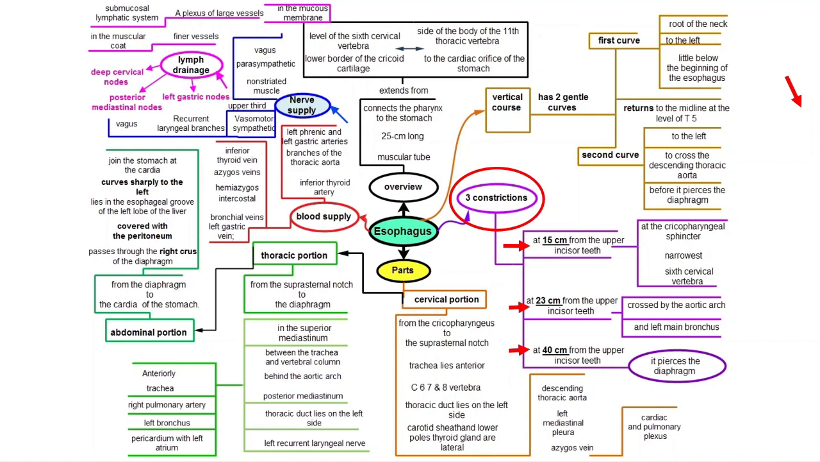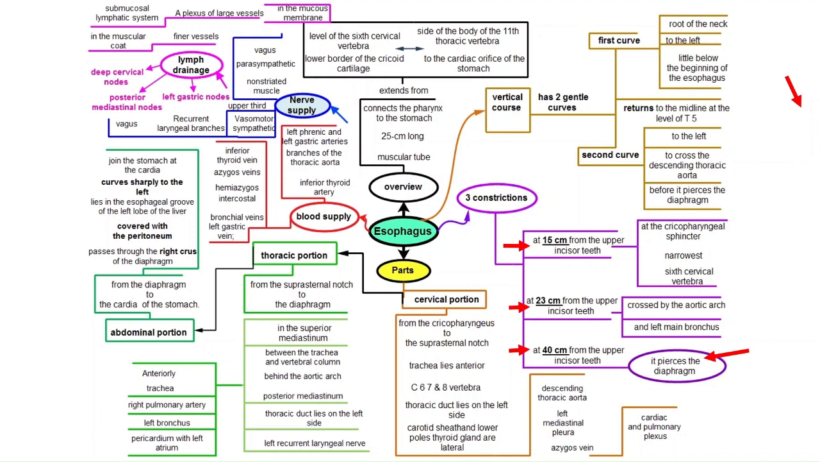which is the subject of its vertical course. Is the esophagus straight in going from the lower end of the pharynx to the stomach? The answer is no. It has vertical gentle curves. There are 2 of them. The first curve is at the root of the neck to the left, a little below the beginning of the esophagus. So that is the first gentle turn.